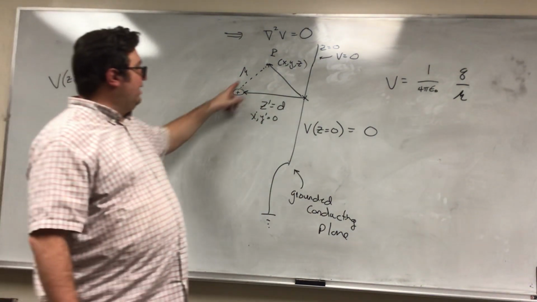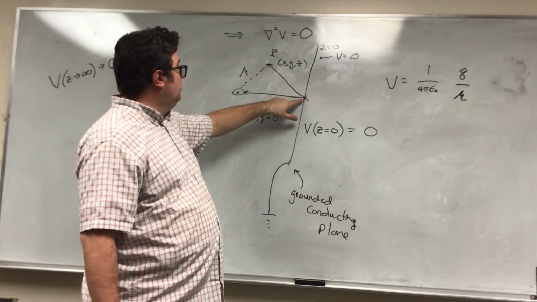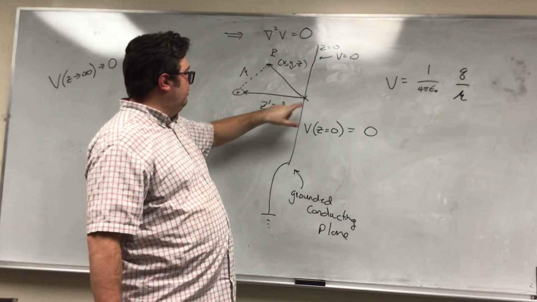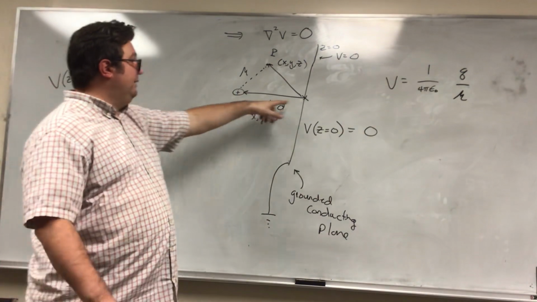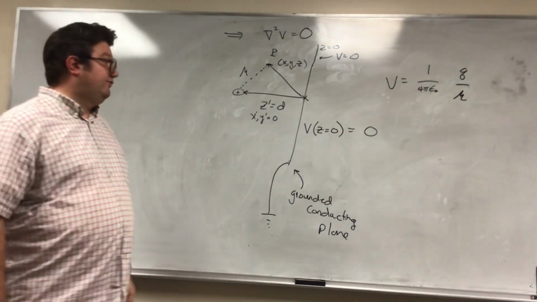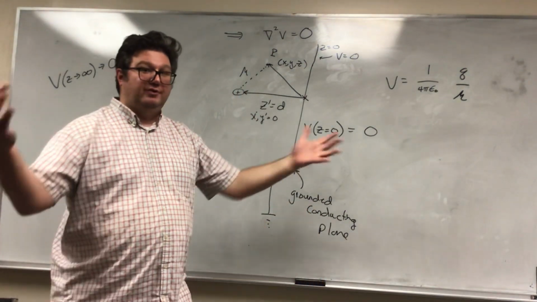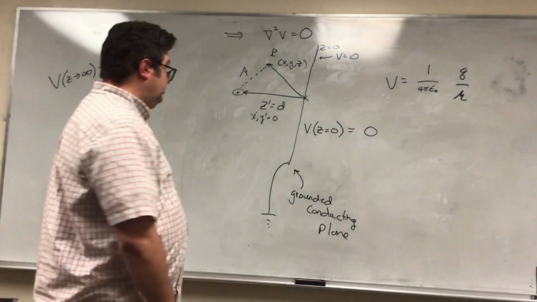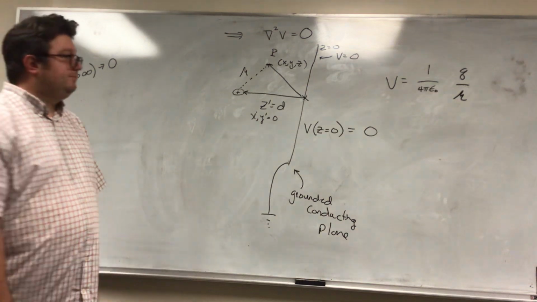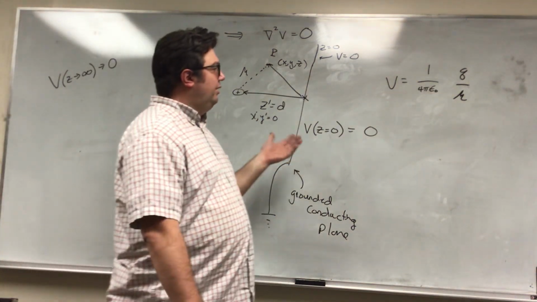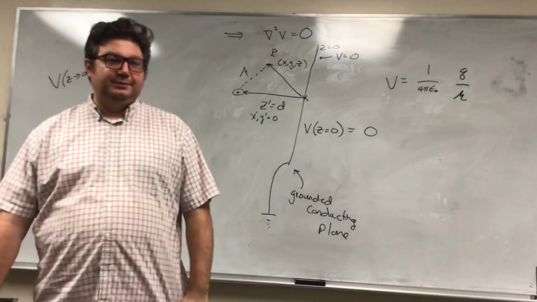Well, would I expect it to be 0 here if I put my point P there? The answer would be no, because you'd be a distance d away from the charge, and your potential would be 1 over 4 pi epsilon naught q over d. So our initial assumption for what we would put in here doesn't work.